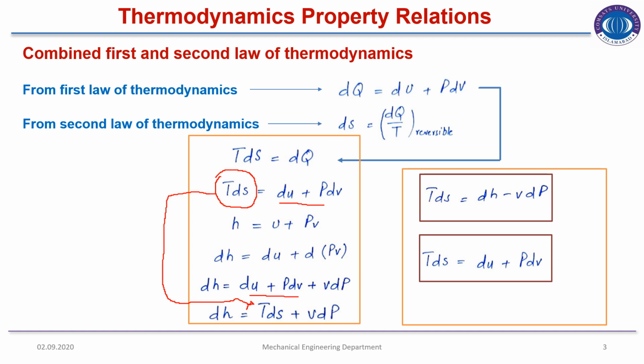These two are the relations we have obtained from these mathematical operations. The first one is TDS is equal to dH minus VdP, and the second is TDS is equal to du plus pdv. These two are the thermodynamic property relations. Sometimes you may know these relations as the Maxwell equations as well. When you derive the Maxwell equations, we will be utilizing these two expressions for the derivation.